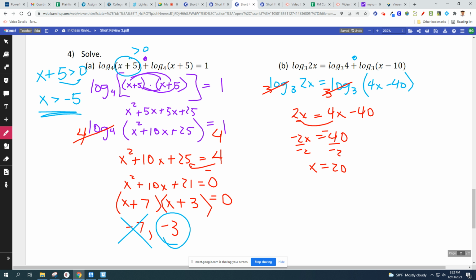We have to check it out though, all right? 2x has to be bigger than 0, so divide by 2, that means x has to be bigger than 0. All right, so that's good. And x minus 10 has to be bigger than 0, so add 10, x has to be bigger than 10. Yeah, I'm good in both cases, so that is my answer, x equals 20.